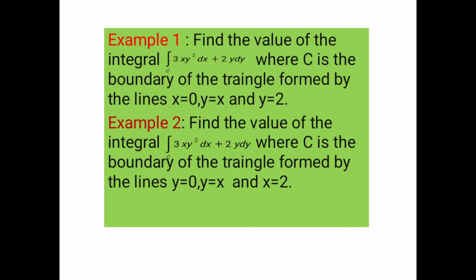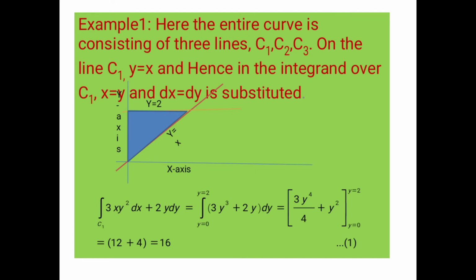We'll take another example. In the next example, we retain the integrand, but we only change the curve C as the boundary of the triangle formed by the lines y = 0, y = x and x = 2. So let us take the second example: find the value of the integration over C of 3xy² dx + 2y dy, where C is the boundary of the triangle formed by the lines y = 0, y = x and x = 2. So let us try to solve the first example.